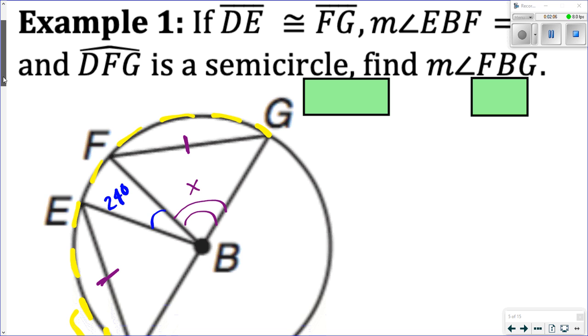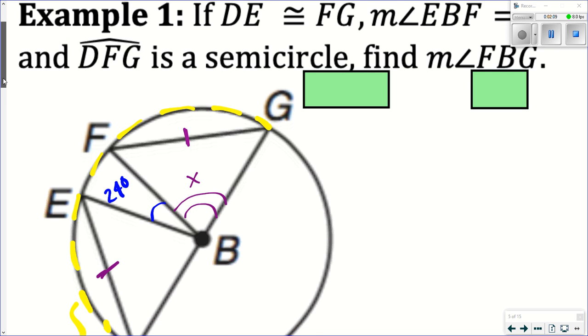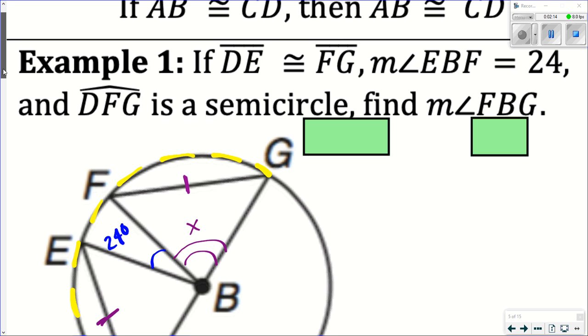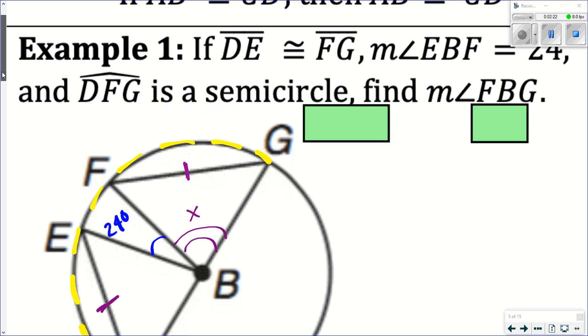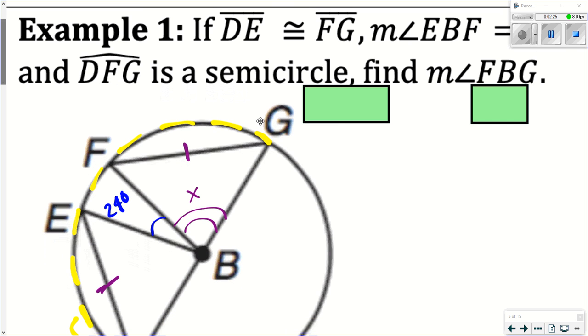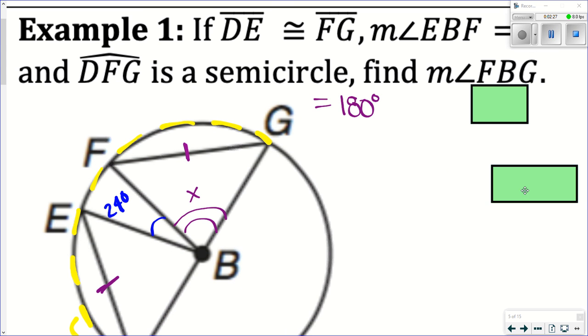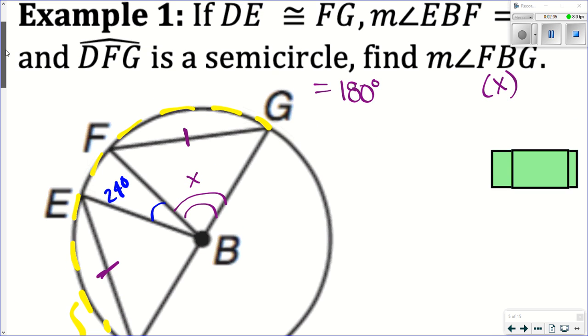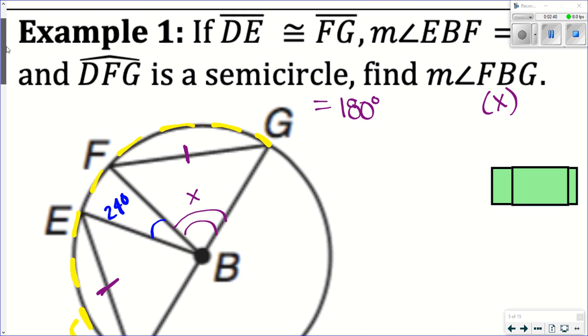It says if DE is congruent to FG, and angle EBF is equal to 24, and arc DFG is a semicircle, find angle FBG. Alright, so semicircle we know is 180, and the angle that we're looking for is going to be X. So based on the information that was given, I marked that ED and FG are congruent, so we have the little tick purple marks.